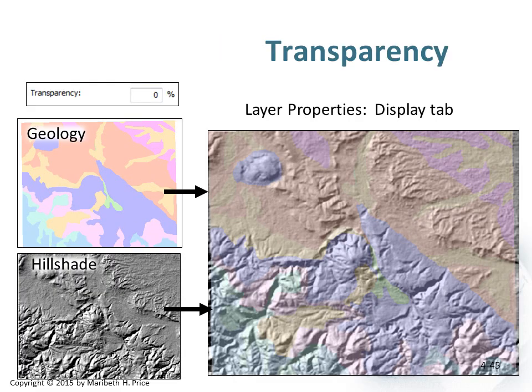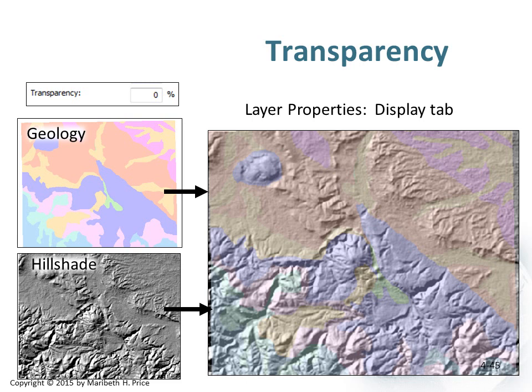Transparency. One of the things we can do a lot of in GIS is take, for example, a hillshade, which creates a certain sun angle, and you take a digital elevation model, and it makes one side of the hill dark and one side light. You can then take something like a geology layer and apply it over top of the hillshade.